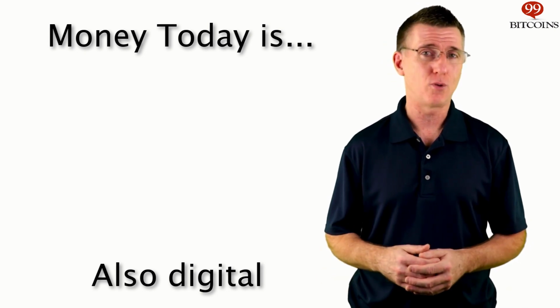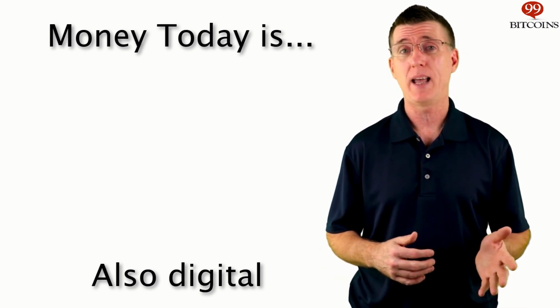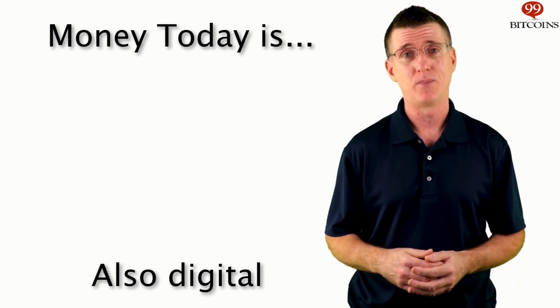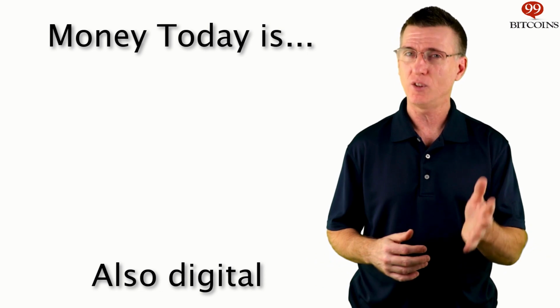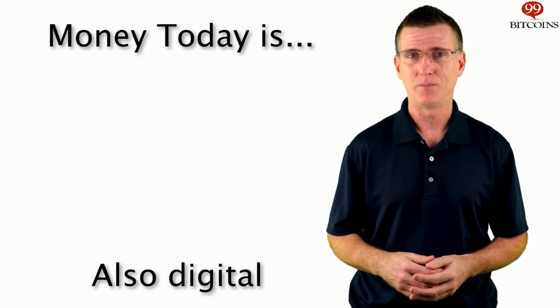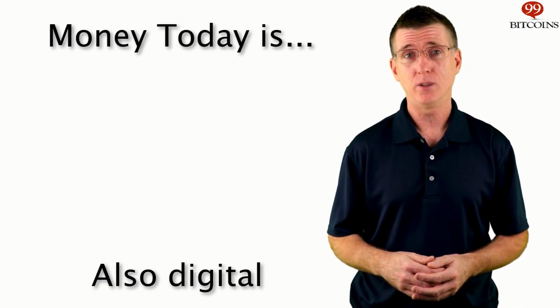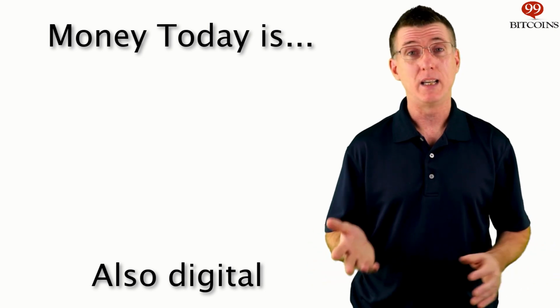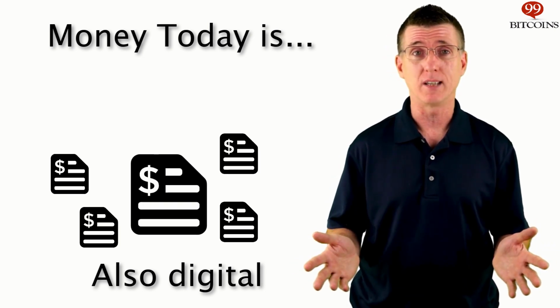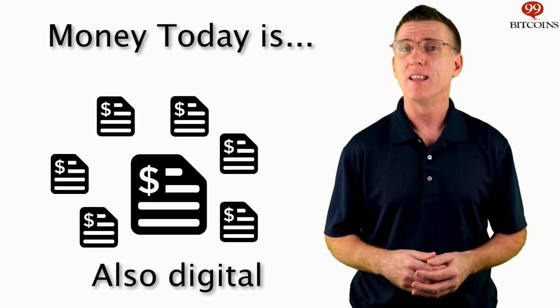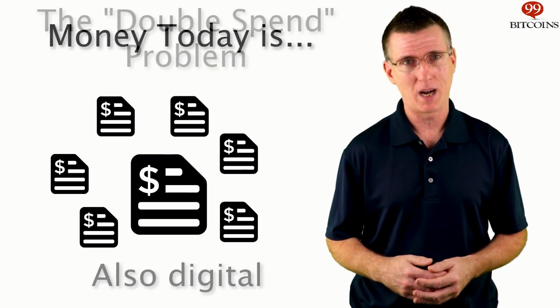Today, we mainly use credit cards, wire transfers, PayPal, and other forms of digital money. The amount of physical money in the world is almost negligible, and it's getting smaller with each year that passes. So if money today is digital, how does that even work? I mean, if I have a file that represents a dollar, what's to stop me from copying it a million times and having $1 million? This is called the double spend problem.